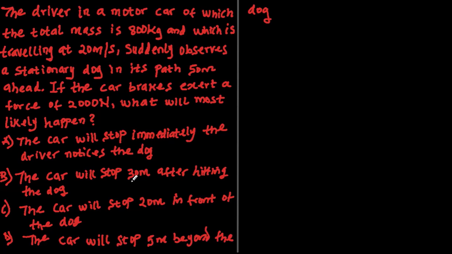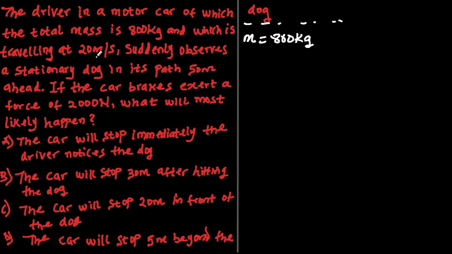The driver in a motor car of which the total mass is 800 kg. All right, now mass is coming into play. It looks interesting already. So total mass is 800 kg, which is traveling at 20 meters per second.